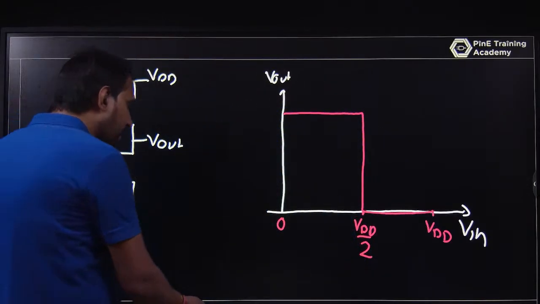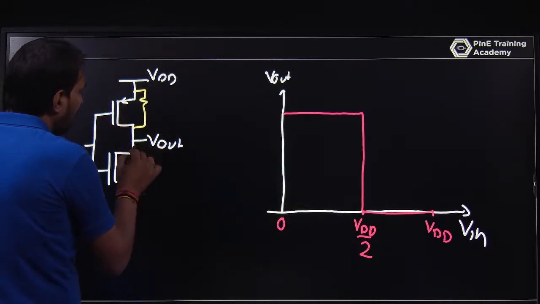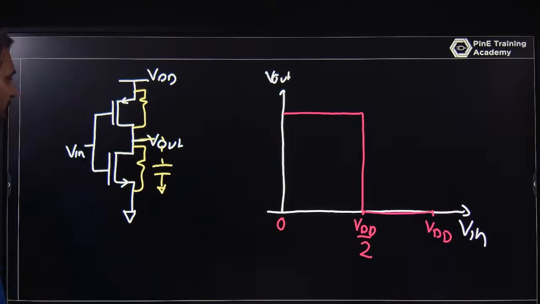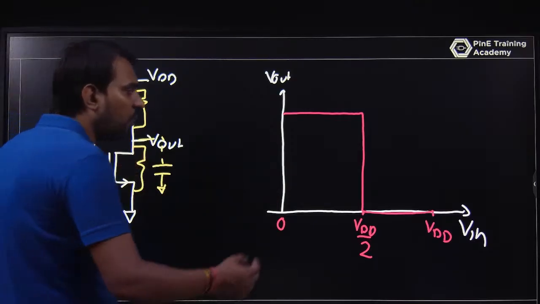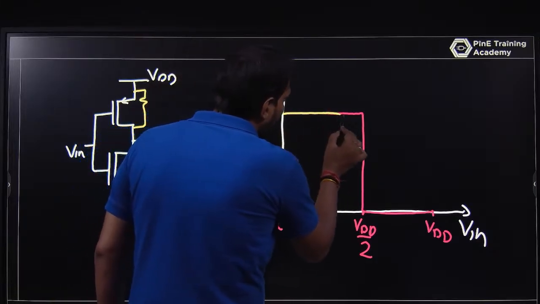But if you look at the practical case, of course the MOSFET has a resistance, and of course it has a capacitance, that is CDS. So the MOSFET has a resistance and capacitance also. So it will not provide this type of response; this is an ideal case. Practically it will be like this.